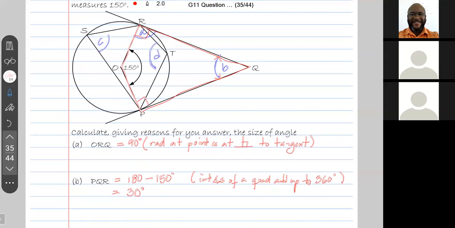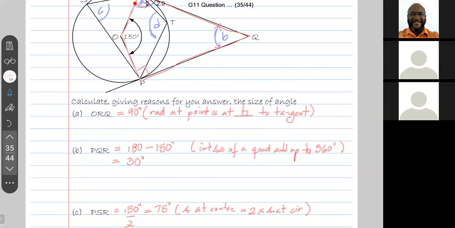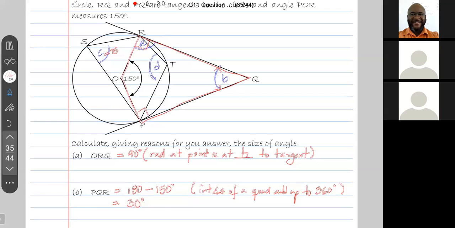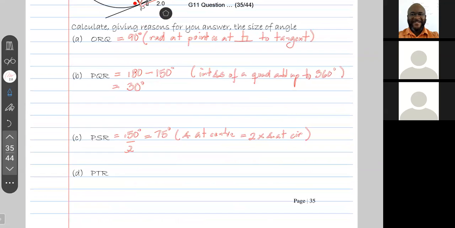Lastly, angle PTR. So we just found this to be 75 degrees. Now we want angle PTR. And we're going to use the fact that this is a cyclic quadrilateral, and that opposite angles in a cyclic quadrilateral are supplementary. So angle PTR is equal to 180 minus 75 degrees. This is 105 degrees. They are opposite angles in a cyclic quadrilateral.